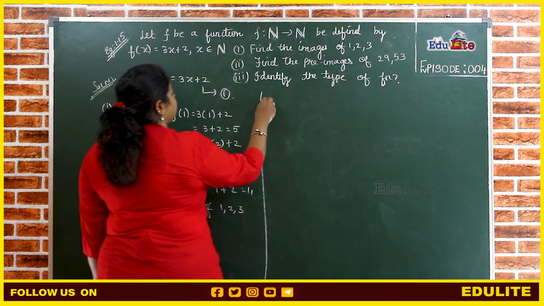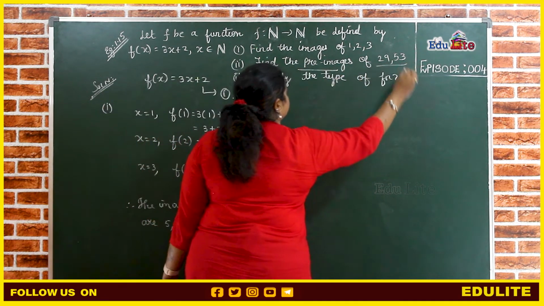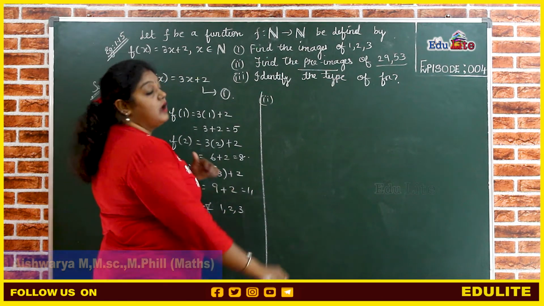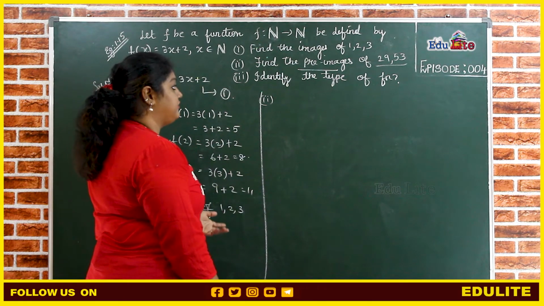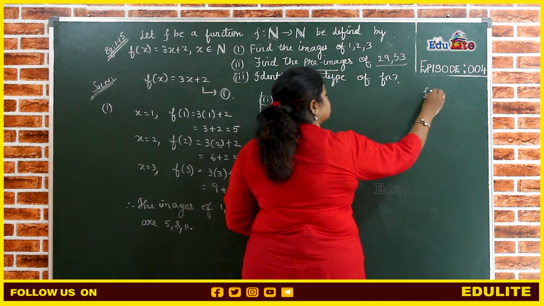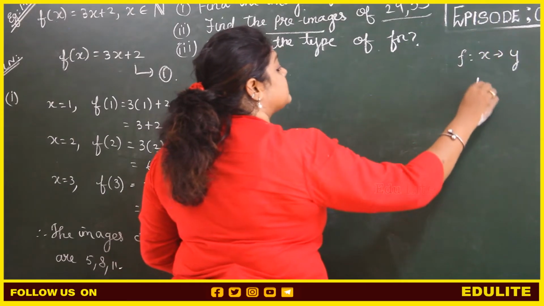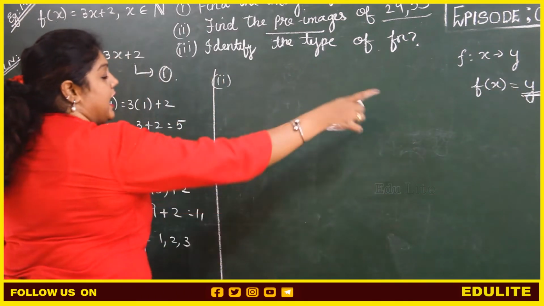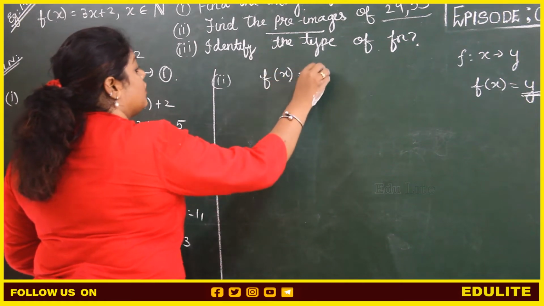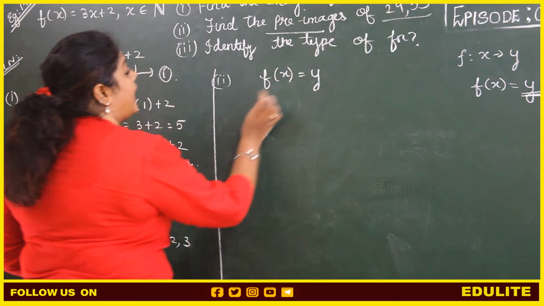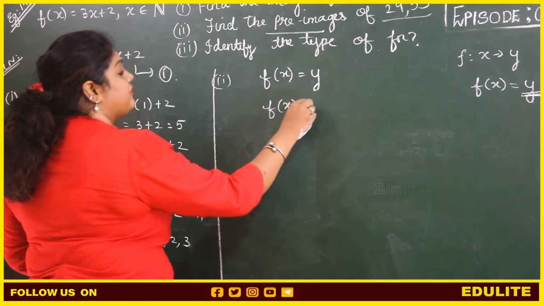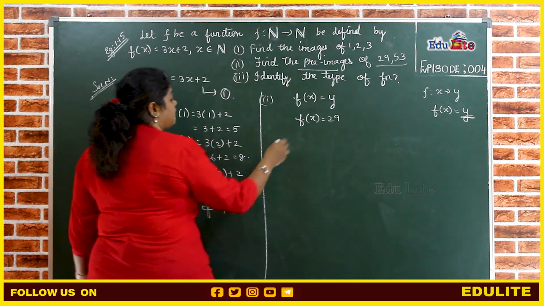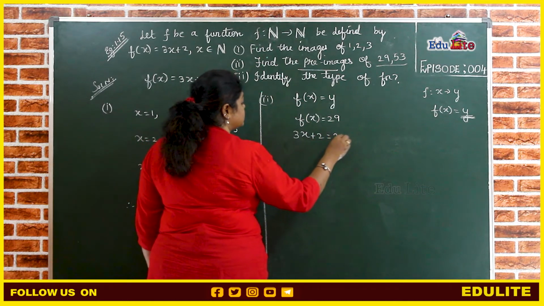Next, the second option, we are asked to find the pre-images of 29 and 53. What does it mean? Pre-images means we are given the value of y and we are asked to find the values of x. So in general we know that if f is a mapping from x to y, f of x is equal to y, which means we are given the value of y. I'm taking the equation f of x is equal to y. First we are given the value of y as 29. Therefore I'm writing f of x is equal to 29. We were also given the function f of x. I'll substitute in place of f of x as 3x plus 2, which is equal to 29.